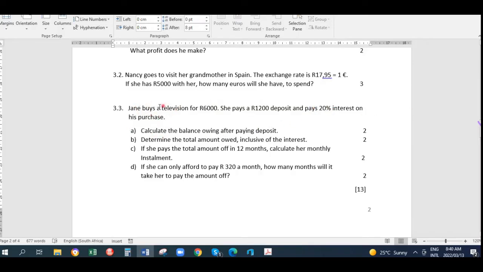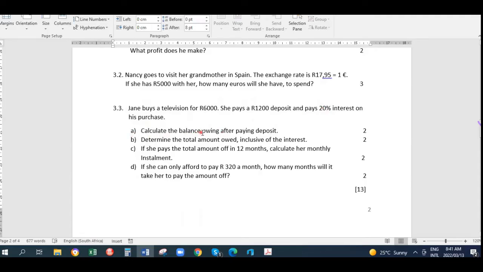Now, when you have a question like this, you have to read the whole question before you start answering. This tells you about Jane buying a 6,000 rand TV, or television. She's paying a deposit. You need to understand the concept of paying a deposit: it means you won't owe 6,000 anymore. She's going to pay some money off, and then she's going to pay interest. And interest is 20%. Percent means divide by 100. So these are the concepts you need to remember.